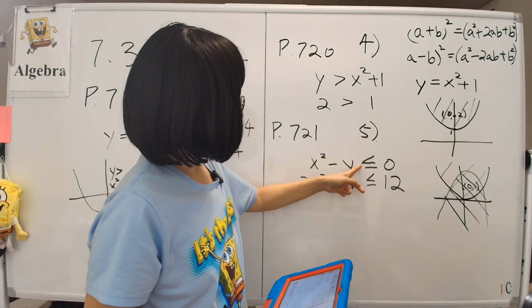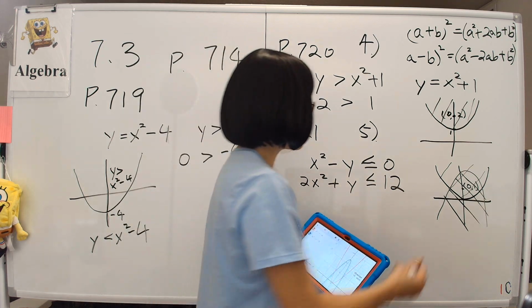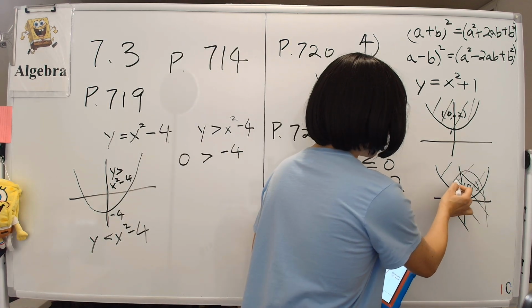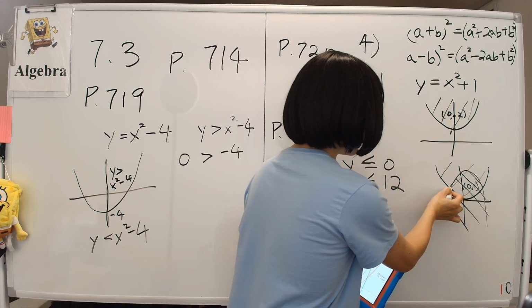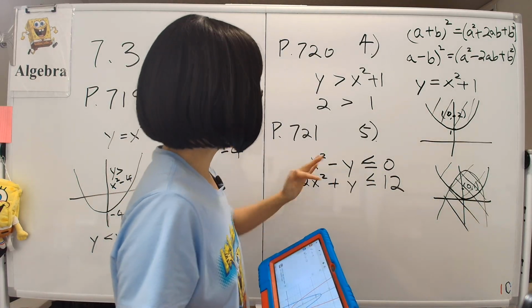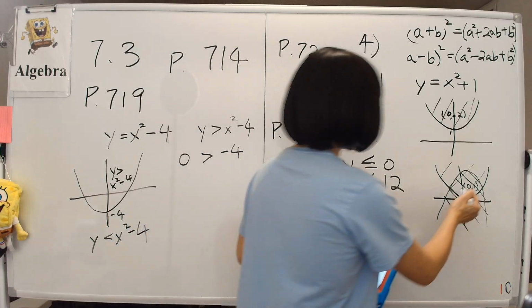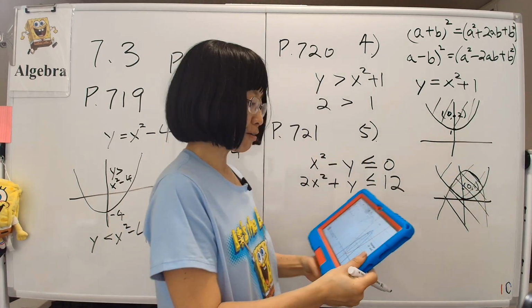And of course, the one detail is if it says less than or equal to, that means the boundary is included in the answer. That is, the boundary is solid. If it doesn't say less than or equal to, if it only says less than, then it will be the dotted point situation. Dotted point just means the boundary is not included. Anyway, that would be our answer.